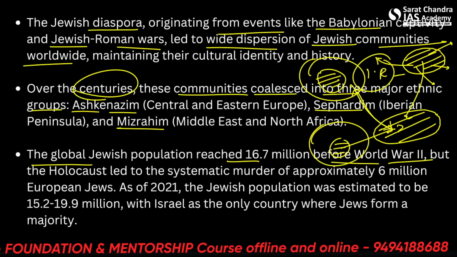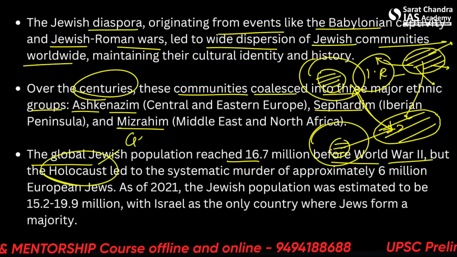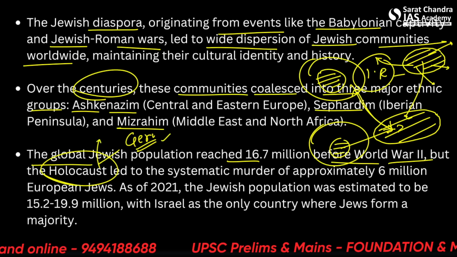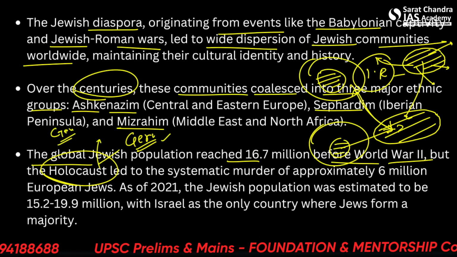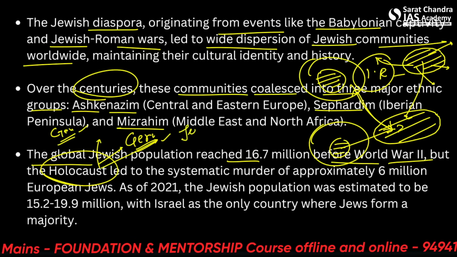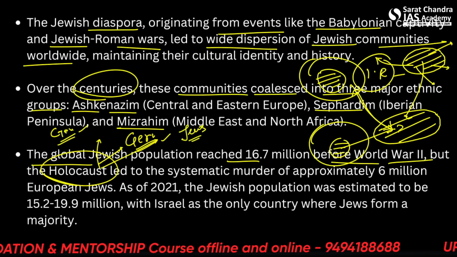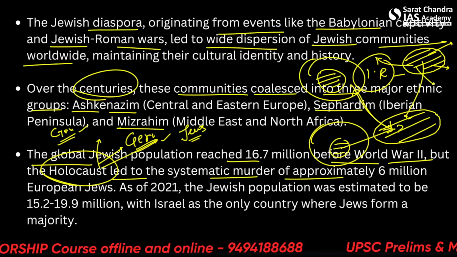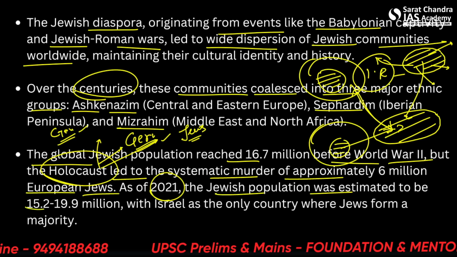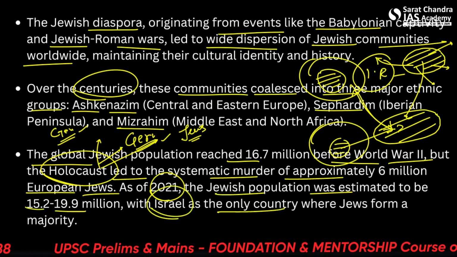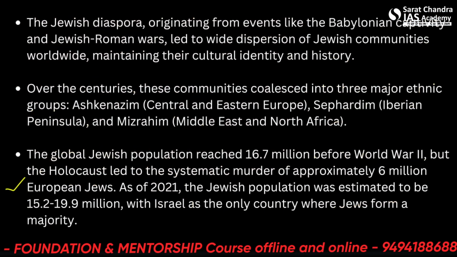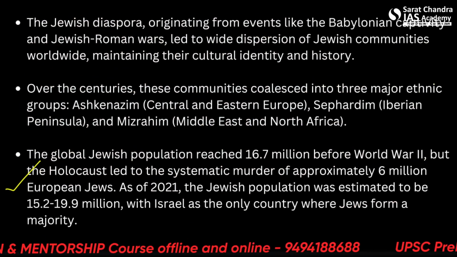We'll see about that. So the Holocaust, which was caused in Germany by the neo-Nazi Christian population, Hitler was also a Protestant German Christian, which he called himself. They believed in the Aryan race and the inferiority of the Jewish, which they called anti-Semitic. This led to the systematic murder of approximately 6 million European Jews. As of 2021, the Jewish population was estimated to be 15.2 to 19.9 million, with Israel as the only country where Jews form a majority. That means they returned to Israel, which originally belonged to them, seeking a Jewish state.